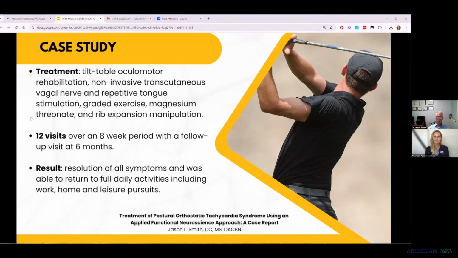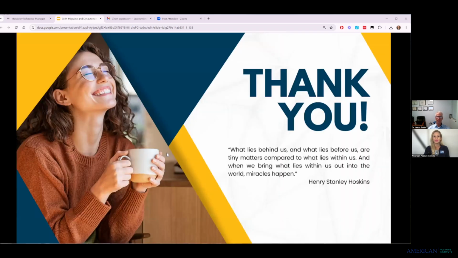12 visits over an 8-week period with a follow-up at 6 months. His result, complete resolution of all symptoms, and he was able to return to full daily activities. He's a golf instructor, able to work. I've seen him, not in the clinic, but on occasion, I'll see him in town here, and he has a couple extra children now, beautiful daughters, and he's able to get his life back. So I'm pretty excited about, even though I feel like I don't know everything, I'm still able to do some things that can make a difference in the lives of these families, get their lives back.